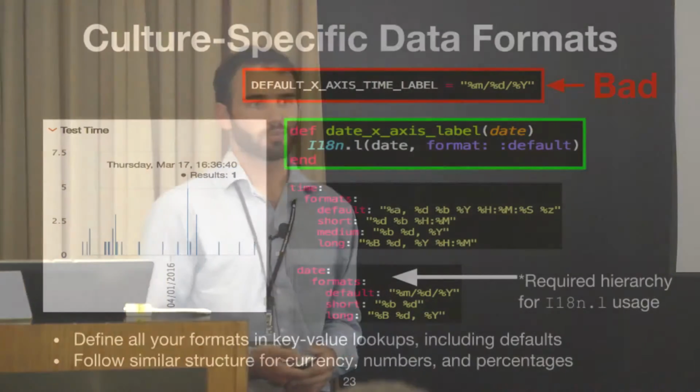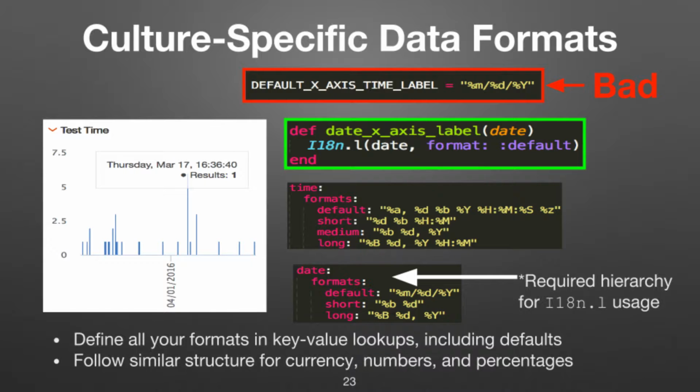So let's talk about culture-specific data formats. This includes things like dates, times, currencies, numbers. And these are important because a lot of times we have different sorts of visualizations. We like to display numbers and other sorts of dates and times in the UI. An important thing to realize here is that we have this date here, 4/1/2016, which to us means April 1st. But to other countries and other cultures, it might mean January 4th.